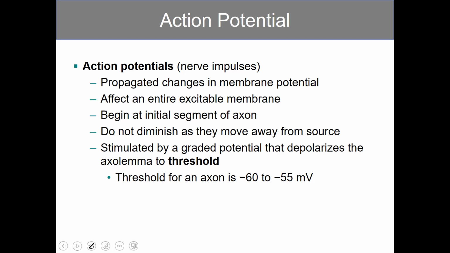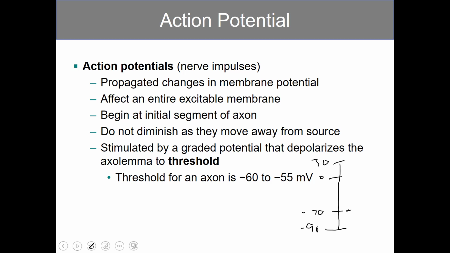Action potentials do not diminish as they move away from the source, and they're stimulated or created by a graded potential that is strong enough to reach threshold. Threshold for an axon is approximately a 10 to 15 millivolt change. So that would put it at negative 60 to negative 55. If you were to consider our time scale, here's negative 90, negative 70, 0, and 30 millivolts.